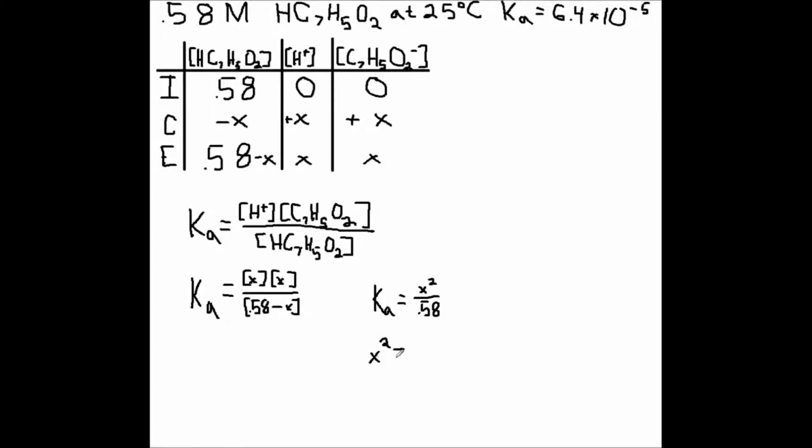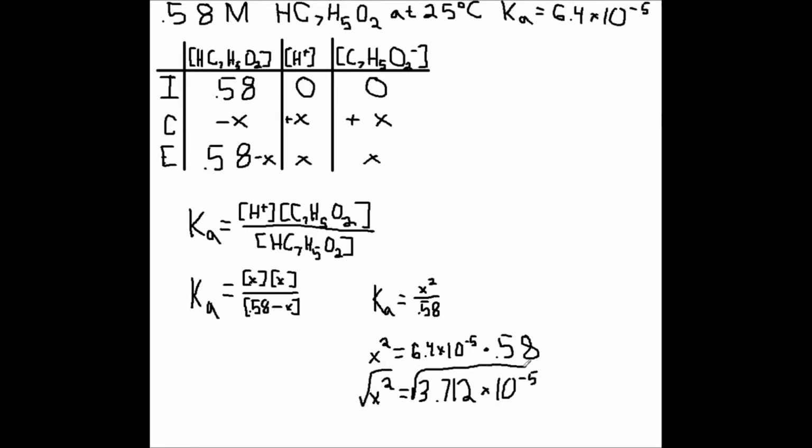So then you're solving for X, and so you get the variables on one side, X squared, and that equals Ka times 0.58, and Ka is 6.4 times 10 to the negative fifth times 0.58, and that leaves X squared equaling 3.712 times 10 to the negative fifth, and then you square root both sides, and you're left with X equaling 6.09 times 10 to the negative third.